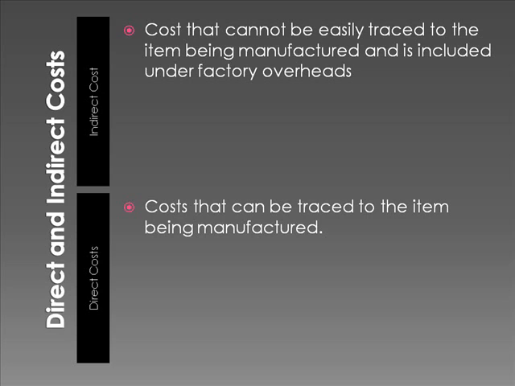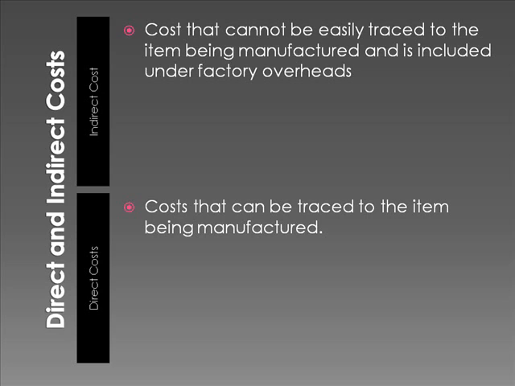Now we'll look at direct and indirect costs. When you see the words direct costs, we know, as shown on the screen, that these are costs that can be traced to the item being manufactured. On the other hand, costs that cannot easily be traced to the item being manufactured are what they call indirect costs or indirect expenses, and they are included under factory overhead costs. For example, the pay of a machine operator making a particular item will be direct labor. The pay of a foreman in charge of many men on different jobs will be indirect labor and will be part of factory overhead expenses.